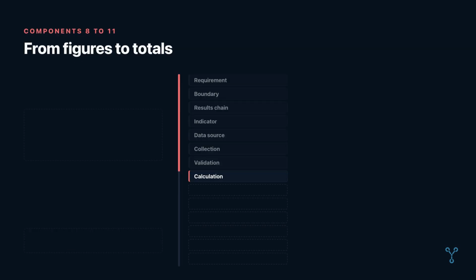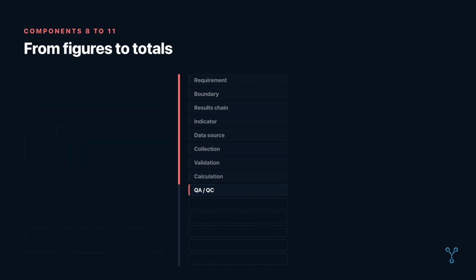Calculation is the application of formulas and equations to the validated data. This derives the final metrics, such as tons of carbon dioxide equivalent. It produces the computed results. The carbon accountant or the MRV analyst owns calculation.